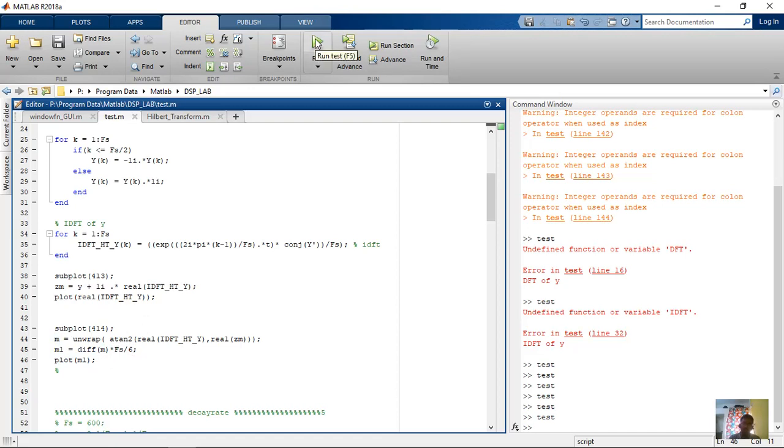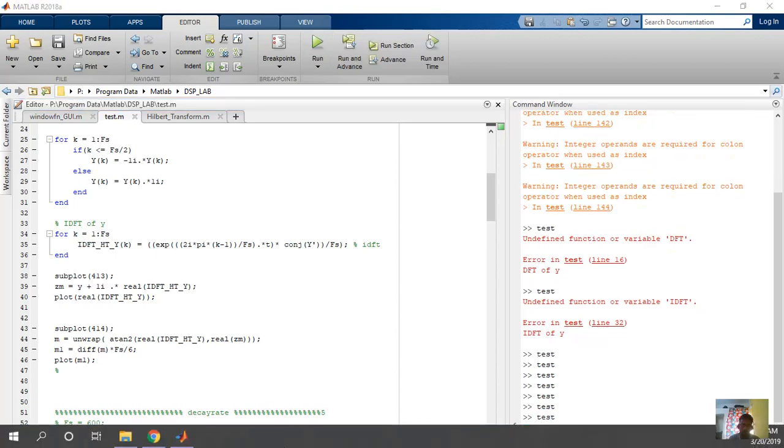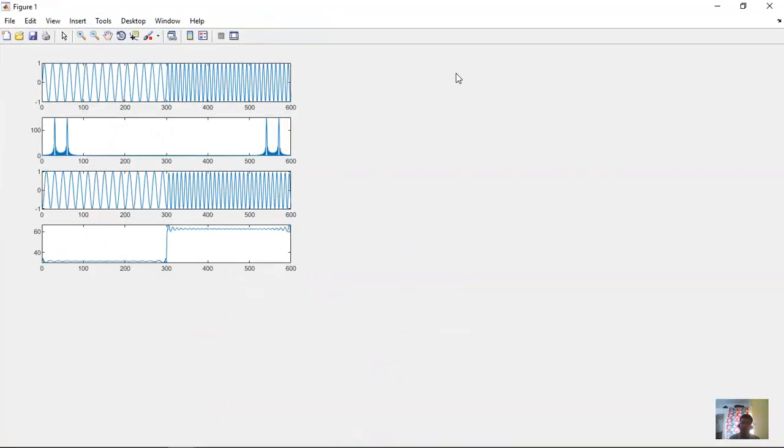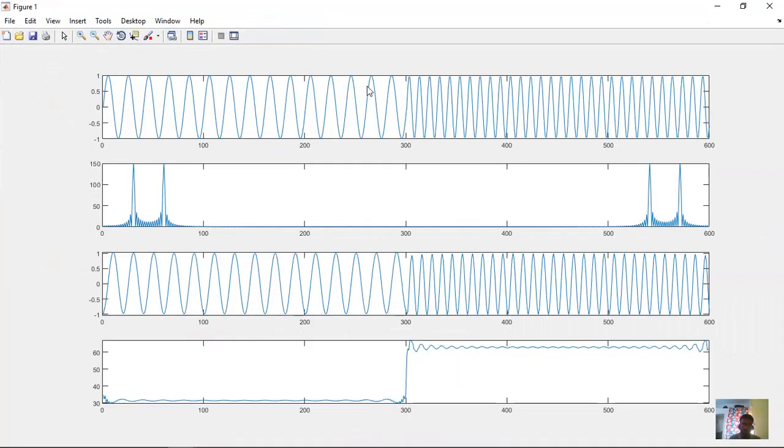So let's see, is it giving the required component or not. So we are running it, and here we can see this is our input signal, which has two different frequencies. This is 30 hertz and this is 60 hertz. We are computing in the frequency domain, so we can actually see the 30 hertz and 60 hertz components present.